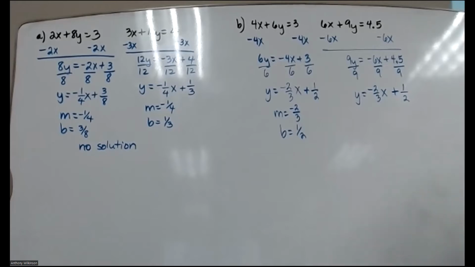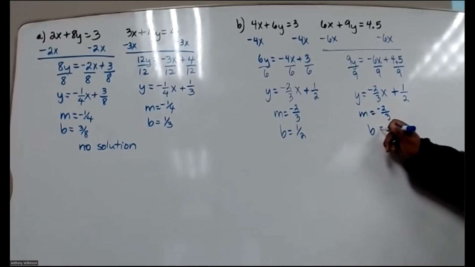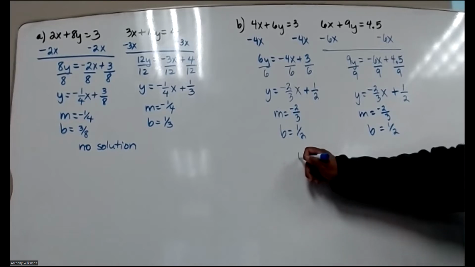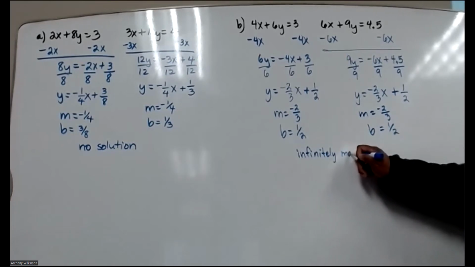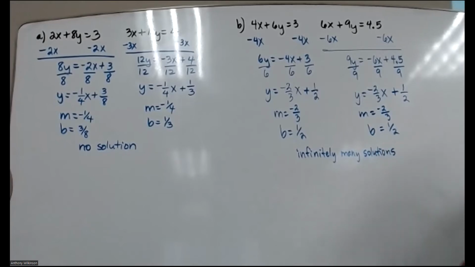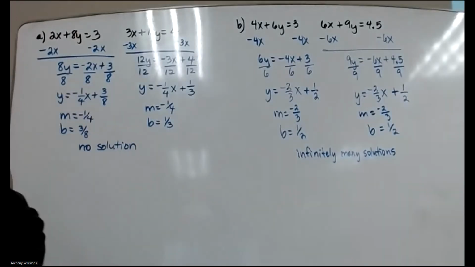And notice that those equations are the same. Same slope of -2/3 and the same y-intercept of 1/2. Here I've got the same slope and the same y-intercept. That means that this system of equations will have infinitely many solutions. Infinitely many solutions. All right, questions on part B?